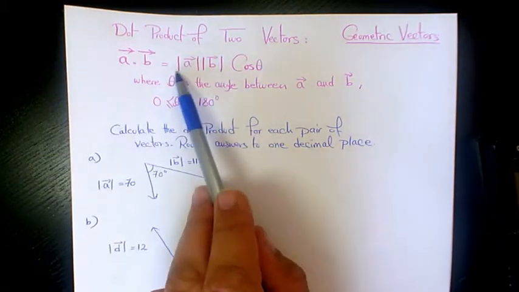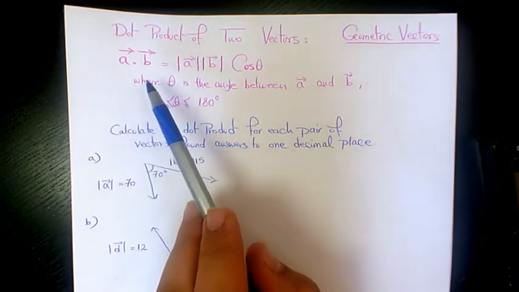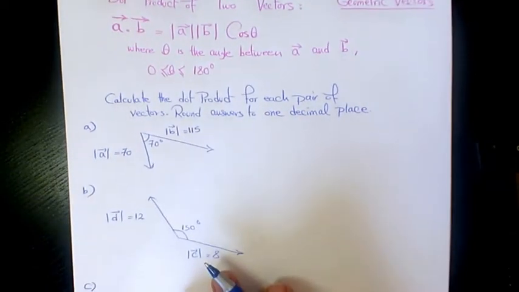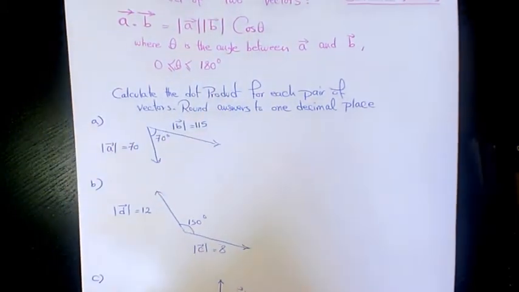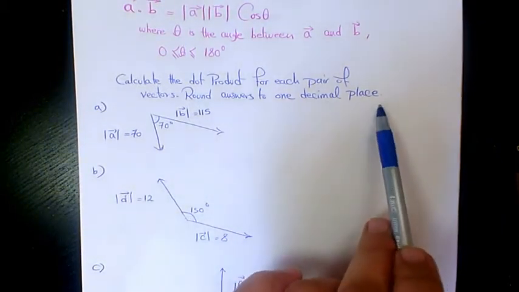In the previous video we learned how to find the magnitude of vectors, and we found out how to find the dot product of two vectors algebraically. So let's start with the first example. Calculate the dot product for each pair of vectors. Round answers to one decimal place.